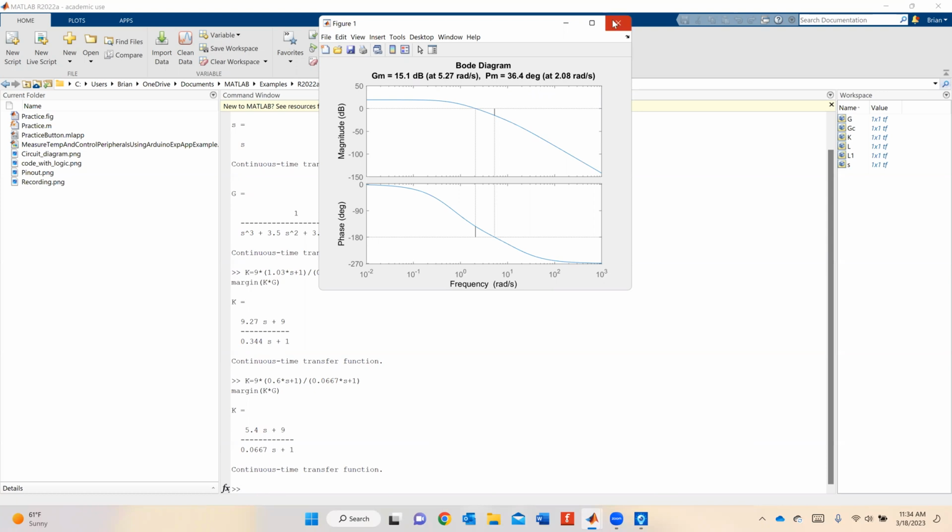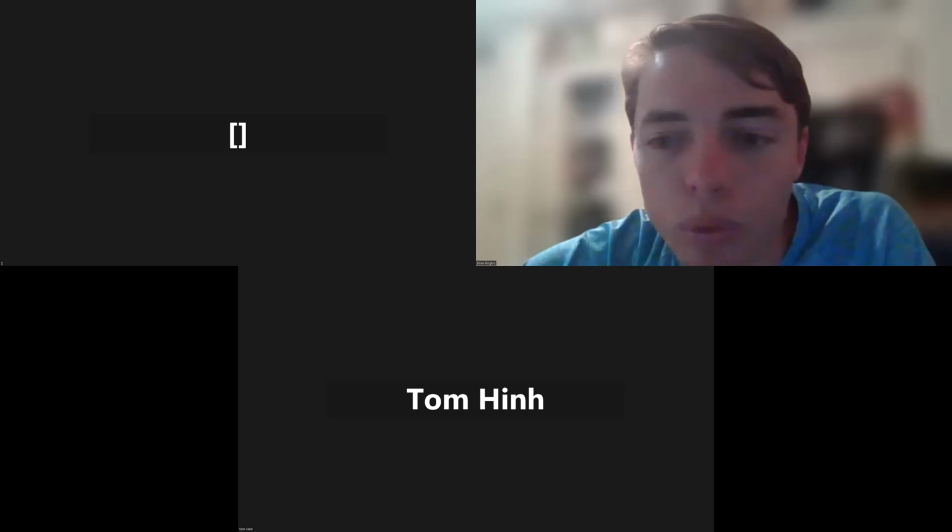That's pretty much it on how to do that. So that covers the phase lead design using Bode plots, and that will conclude the session. So let me stop the recording.